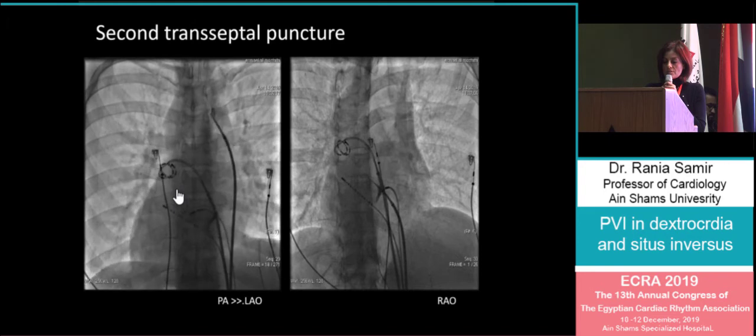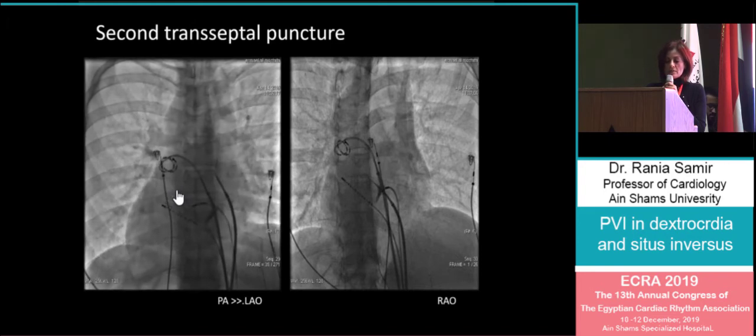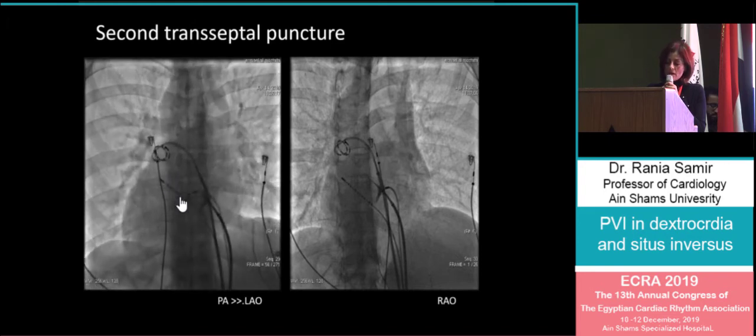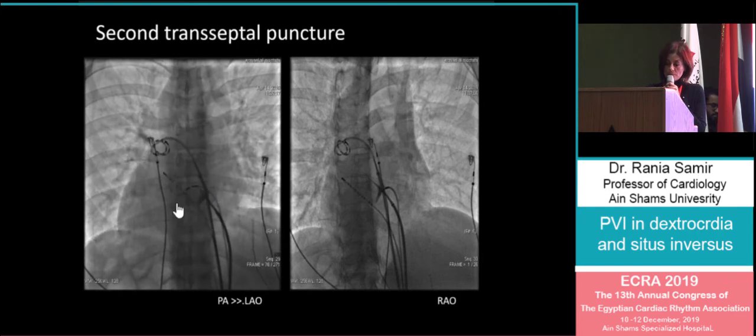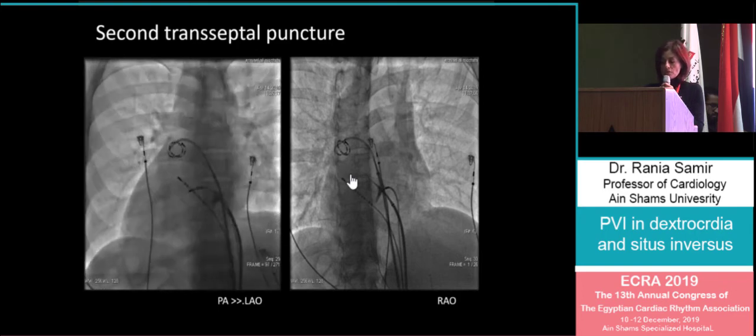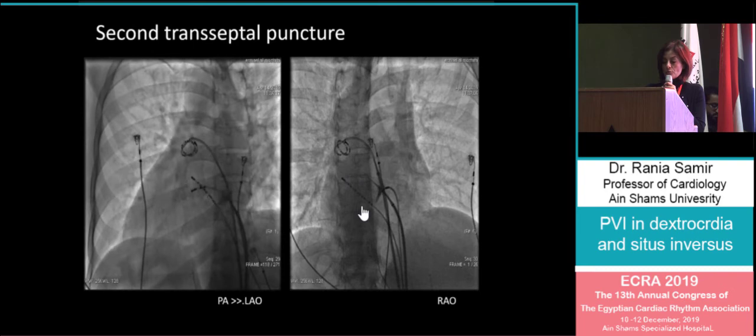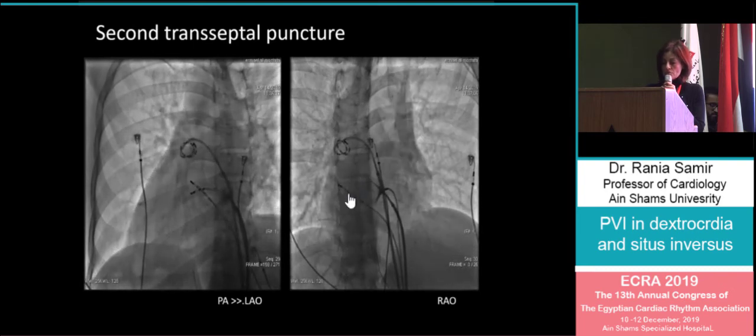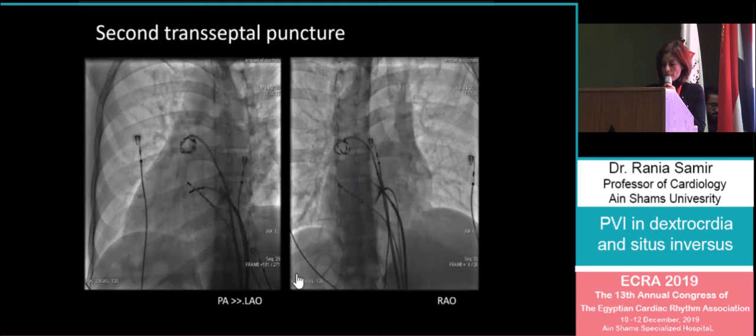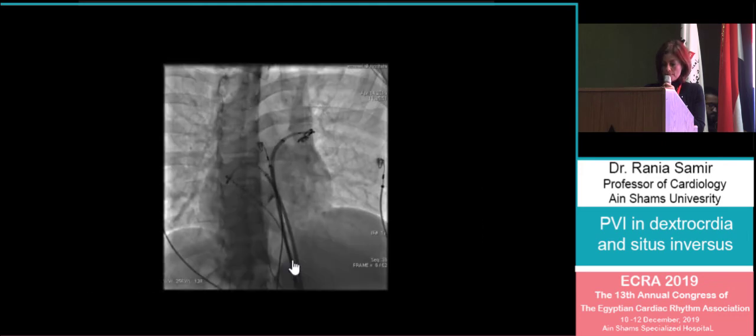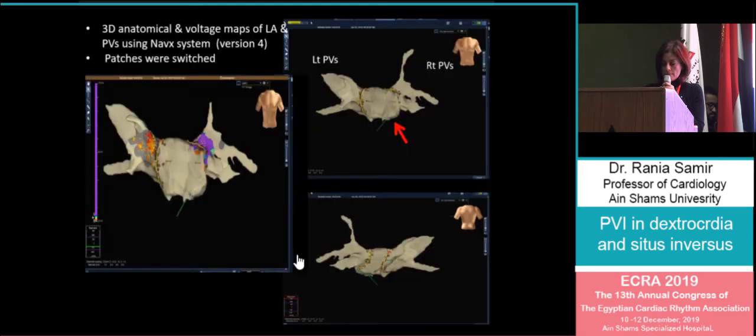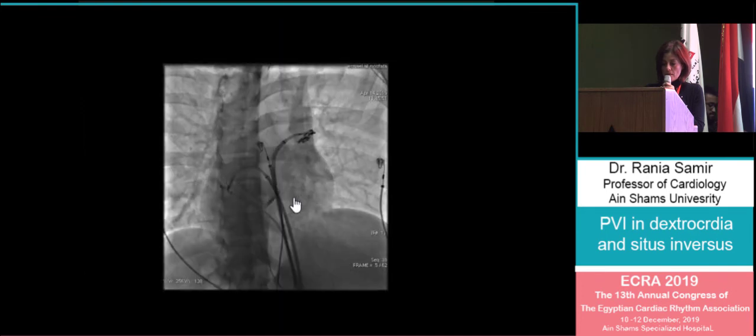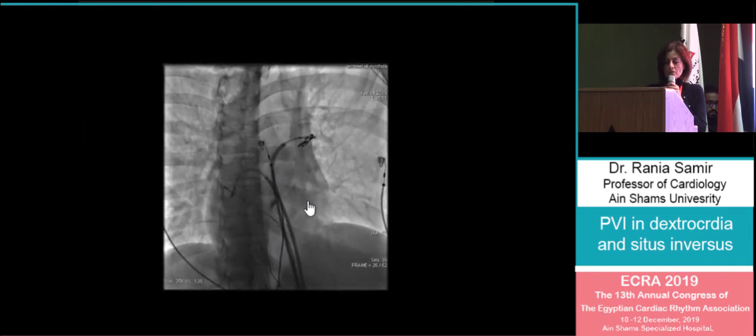And this is our second transseptal puncture. We did it the same way while injecting dye to delineate the interatrial septum, and then we checked our position in both RAO and LAO views. And here is the injection into the left atrium. And now both catheters are in.